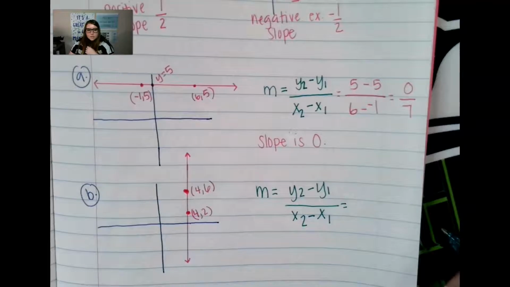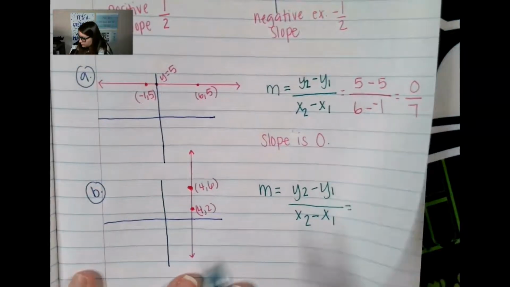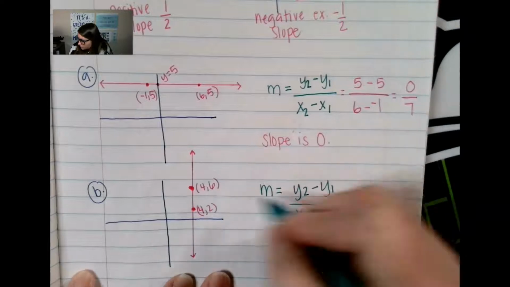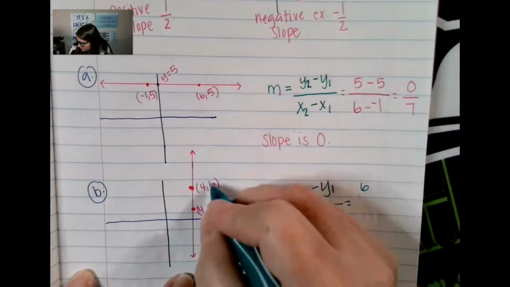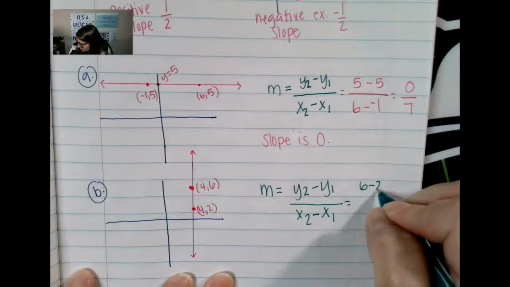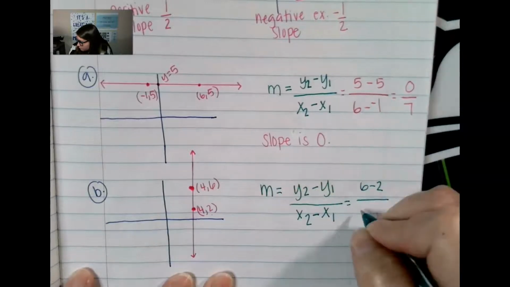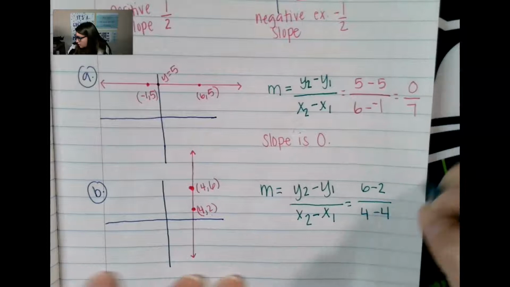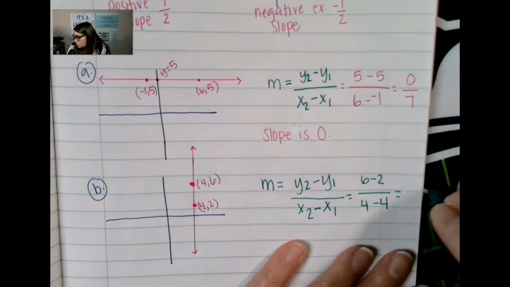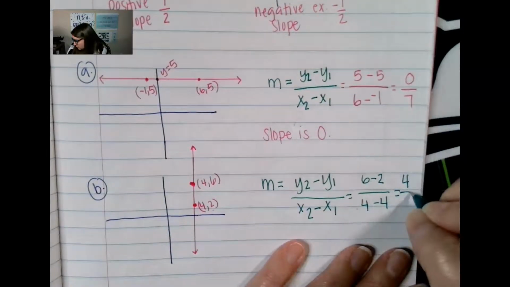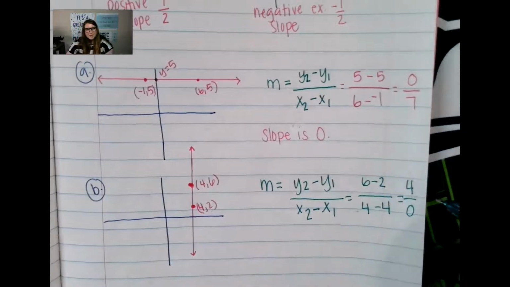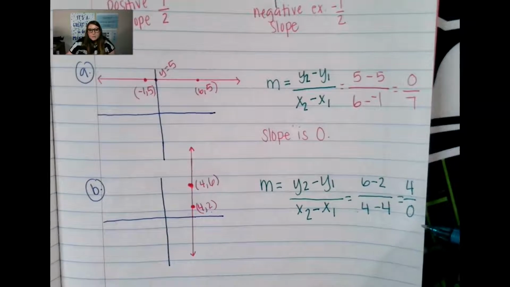So our first thing that we're going to look at is the second point we graphed, which was 6 and 2, so 6 minus 2. And then on the bottom, we have 4 minus 4. Well, 6 minus 2 is 4. 4 minus 4 is 0. You cannot divide 4 into 0 pieces. You just can't divide a number by 0. When you do, you get a number that is undefined.